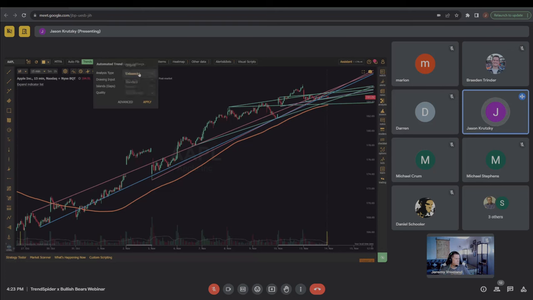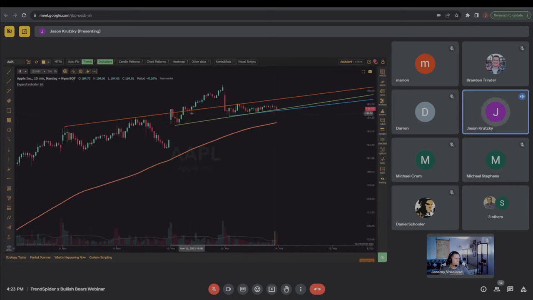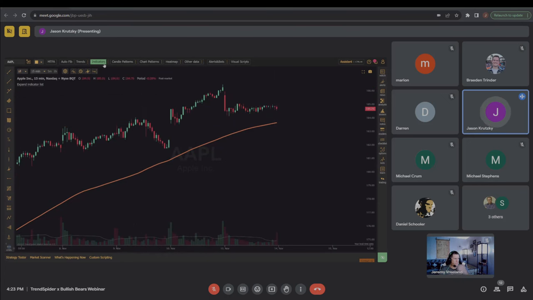There are a ton of settings here. I'm not going to go into specific detail about all the settings, but just know that there are different ways that you can impact what is drawn. We can talk about it at the end. I'm happy to answer any questions that you guys have at the end. We have, of course, a huge suite of indicators. We won't worry about that too much.